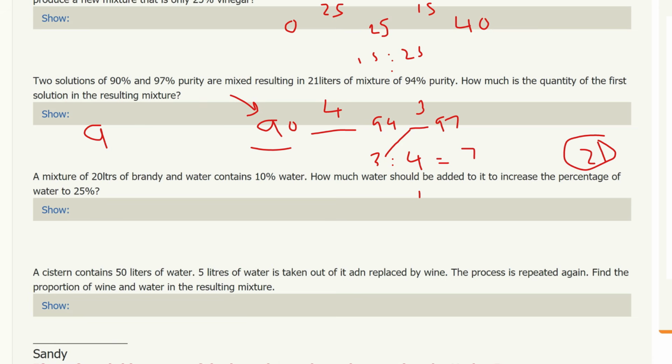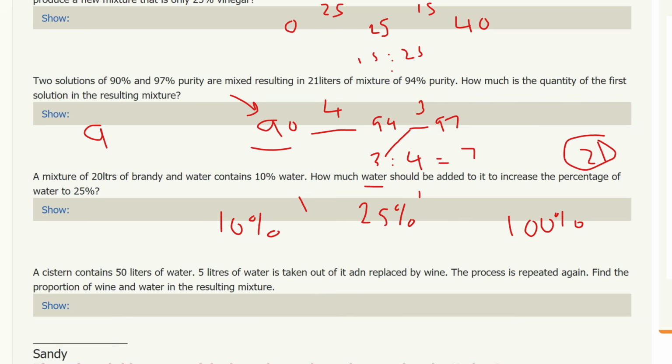Okay, a mixture of 20 litres of brandy and water contains 10% water. How much water should be added to increase the percentage to 25%? Well, where's the middle number? It's 25% because they're adding pure water. And pure water is, of course, 100% water. So all these questions, they often contain a hidden percentage. If something is pure water, it's 100% water. Or if the question was about oil, pure water would be 0% oil. So you do have to use your head sometimes for these harder level questions.